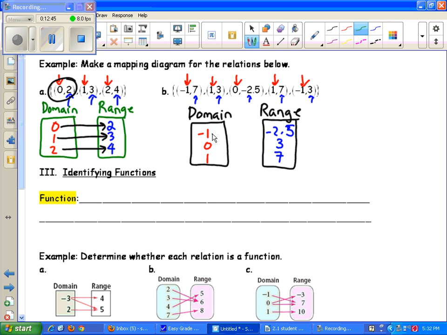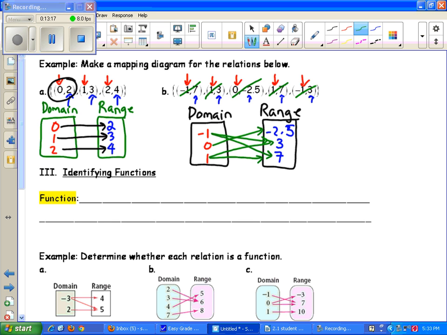So -1 goes to 7, so that takes care of that point. 1 goes to 3, so that takes care of that point. 0 goes to -2.5, so that takes care of that point. 1 also goes to 7, and -1 also goes to 3. So this is what your mapping diagram should look like. Notice that the numbers are written in order from least to greatest with no repeats.